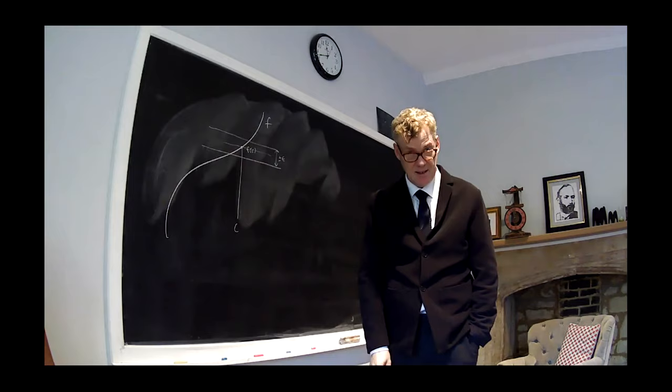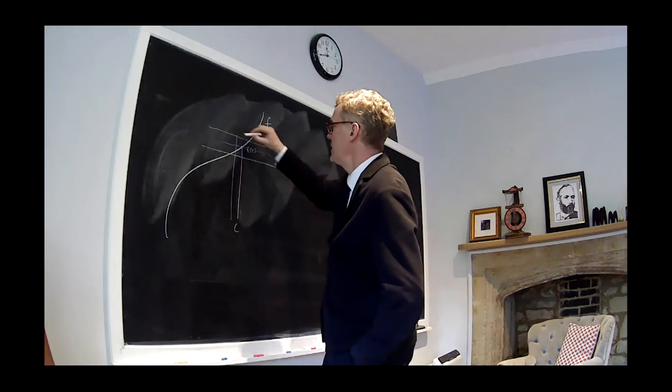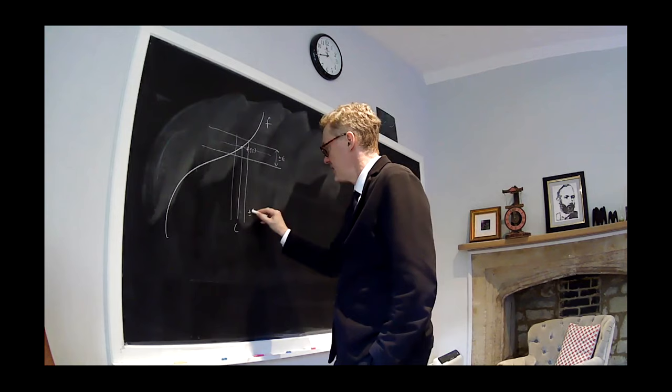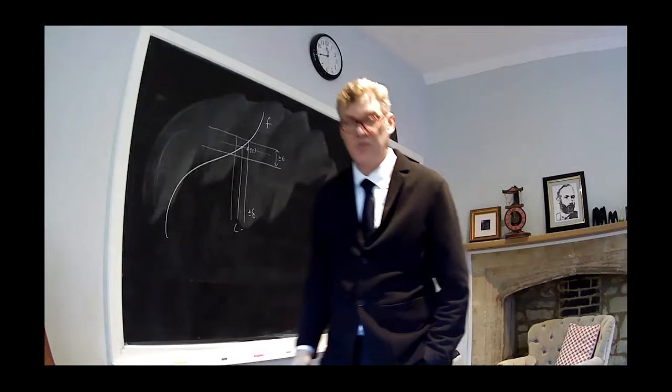And so the claim was, for every epsilon, there is a delta, and delta is telling you how close to c you have to be. And so let me draw these marks here. So this is plus or minus delta of c. So any x within delta of c has its f value within epsilon of f of c. So that's the formal epsilon-delta definition of continuity.